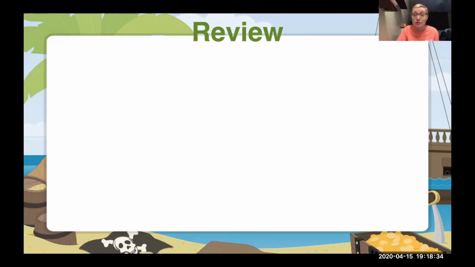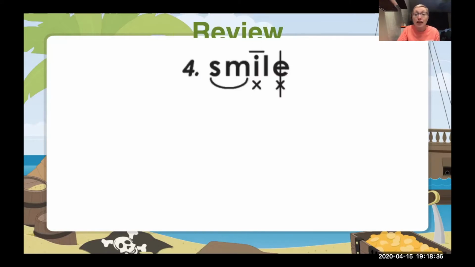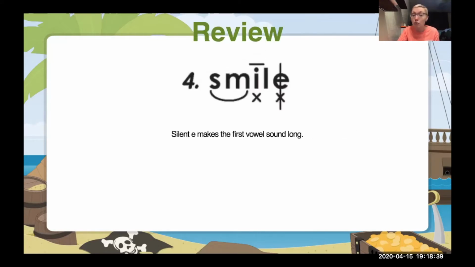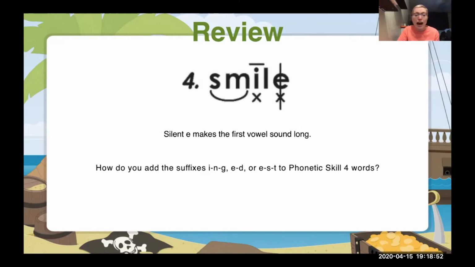And our last piece for review today is phonetic skill 4. Phonetic skill 4 tells us that silent E makes the first vowel sound long. So if there's an E at the end of our word, it typically is silent and it is going to make our first vowel sound long. So how would we add the suffixes ing, ed, or est to phonetic skill 4 words? So think about that for a minute. Think way back to when we were at school and see if you can remember what we need to do.